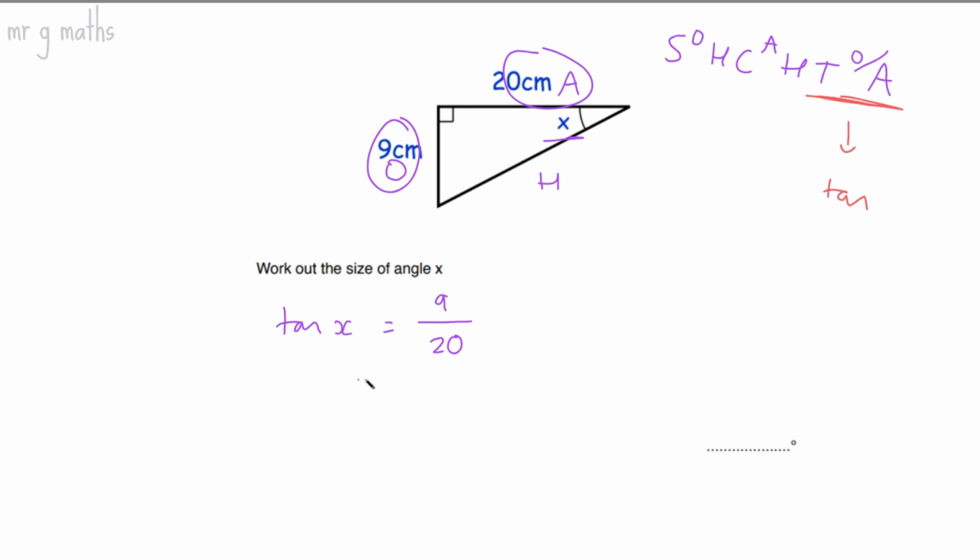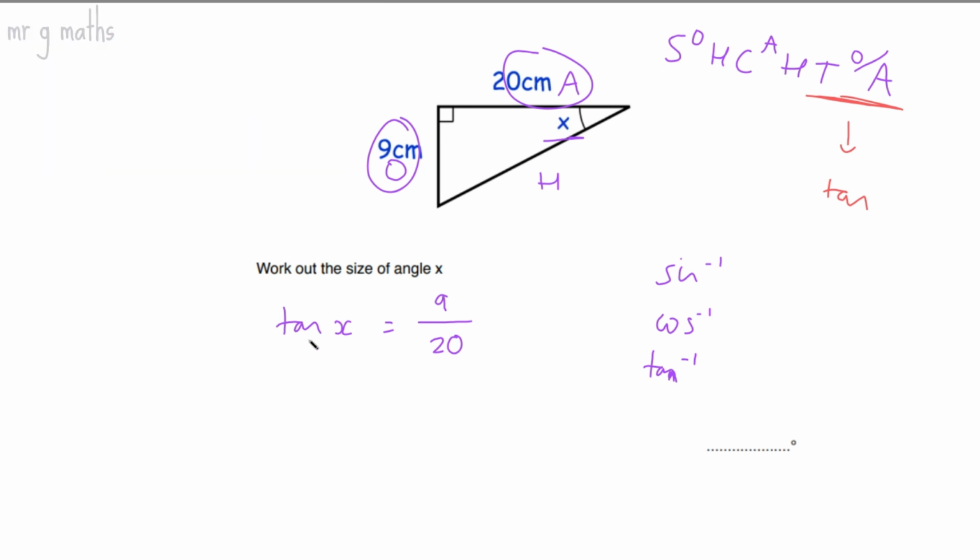Okay, so there appears to be a problem with this equation here, and that is that we're looking for the value of x, not the value of tan x. Once again, look at your calculator, and what you should notice is that above the sine, cos, and tan, there should be a little thing which says sine to the minus 1, cos to the minus 1, and tan to the minus 1. Now these are your inverse trig functions, and we're going to use these whenever we're looking for a missing angle rather than a missing side.